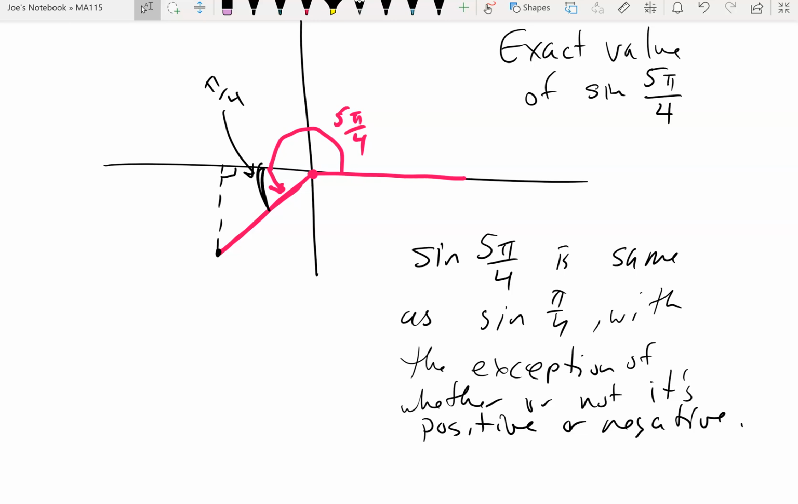So what is sine of pi over 4? 1 over square root of 2. So sine of pi over 4 will be 1 over square root of 2. Now we have to make the decision: is it plus or is it minus? Here's my pi over 4. Sine is opposite over hypotenuse. Think of the hypotenuse as a distance; it's always positive. The opposite, if I think about it as a coordinate, is below the x-axis. So this will be negative.